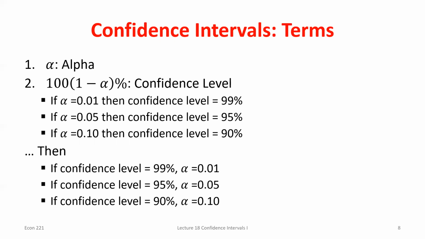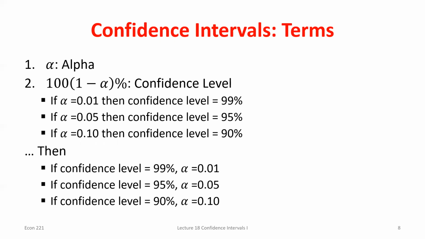So we can work in either direction. If I know that I have alphas of 0.01, 0.05, and 0.1, that corresponds to 99, 95, and 90% confidence. If I've got 99, 95, and 90% confidence, that corresponds to alphas of 0.01, 0.05, and 0.1. We can work in either direction.